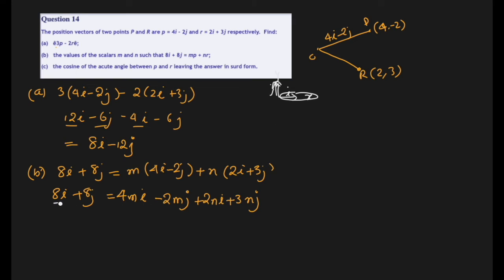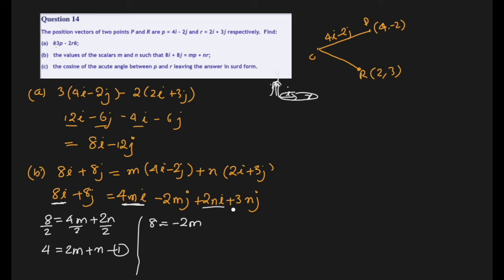What that means is that this 8i will be the sum of 4mi and 2ni. That becomes one simultaneous equation. So 8 equal to 4m plus 2n. I am ignoring i because the direction is the same for all. Let me divide all of them by 2 to make it simpler. So 4 equal to 2m plus n. This is equation number 1. Similarly, for j also we will make a similar equation. 8 equal to minus 2m plus 3n. We can't simplify this one. This is equation number 2.